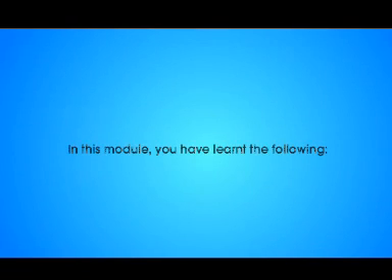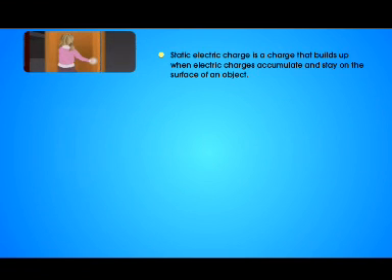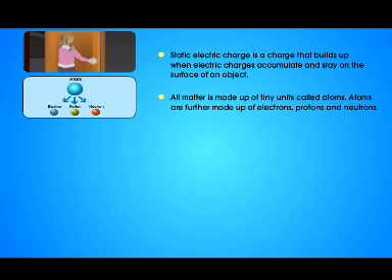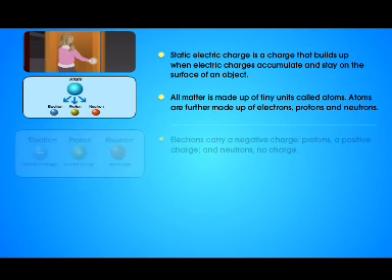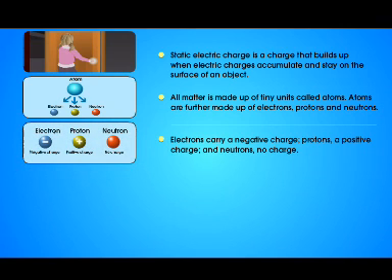In this module, you have learned the following. A static electric charge is a charge that builds up when electric charges accumulate and stay on the surface of an object. All matter is made up of tiny units called atoms. Atoms are further made up of electrons, protons, and neutrons. Electrons carry a negative charge, protons a positive charge, and neutrons no charge.